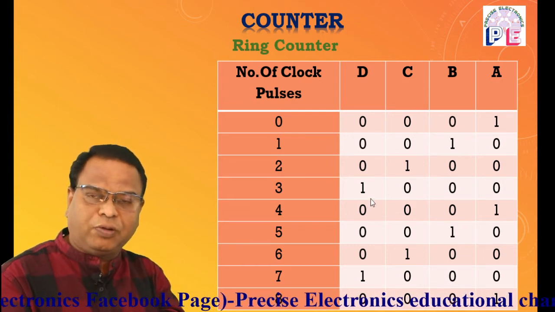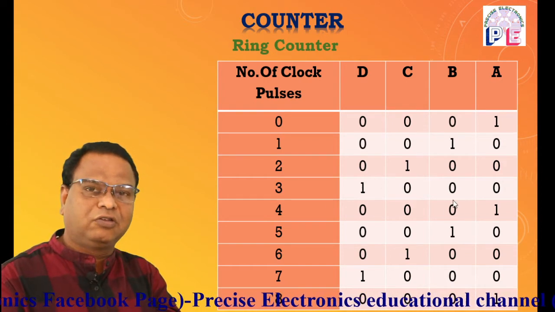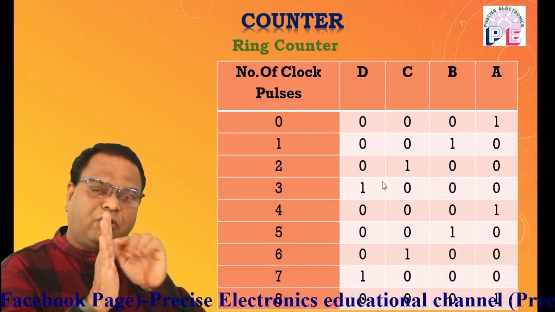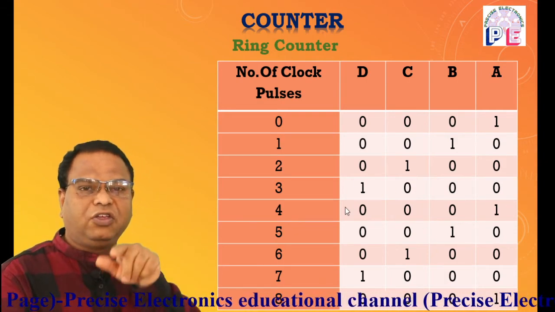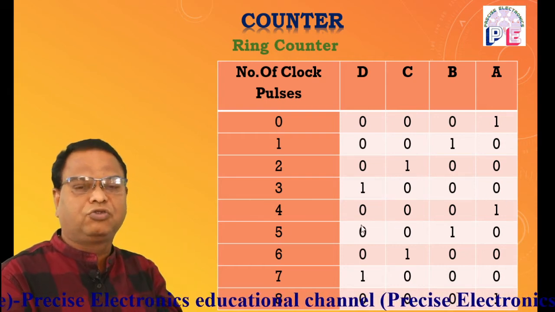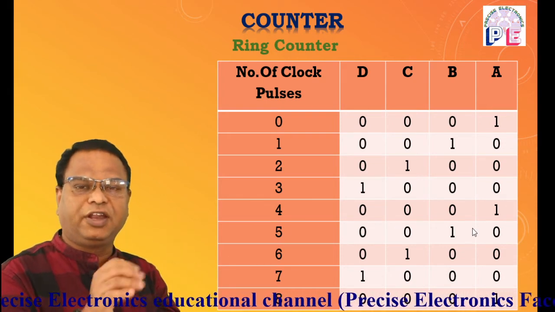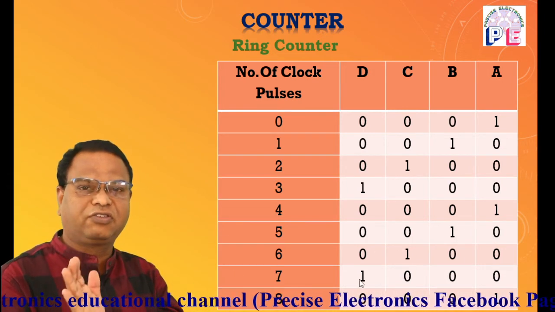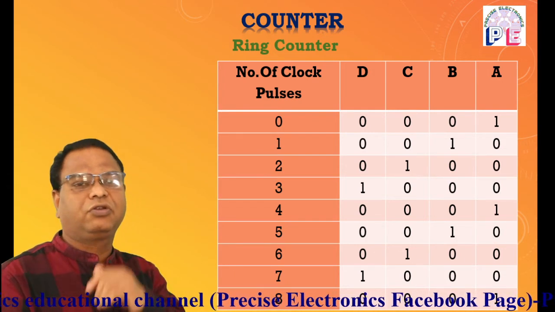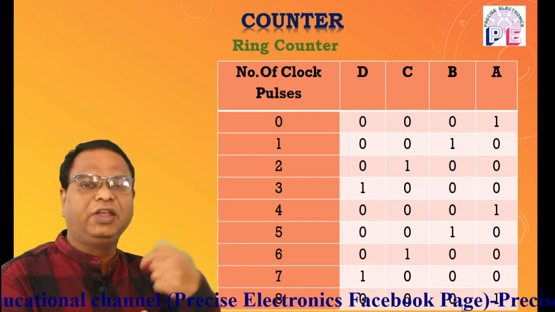At the positive edge of the fourth clock pulse, the bit stored in the fourth flip-flop returns back to the first flip-flop. So the output of the counter is 0, 0, 0, 1. This process continues. The next output is 0, 0, 1, 0, next 0, 1, 0, 0, next 1, 0, 0, 0, next 0, 0, 0, 1, and that is our initial state.